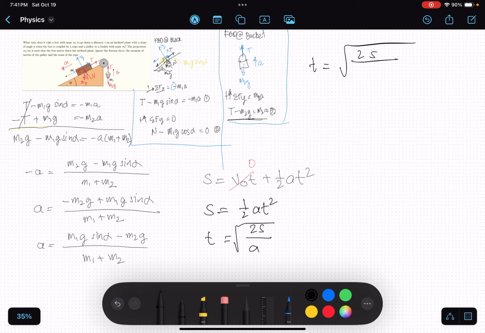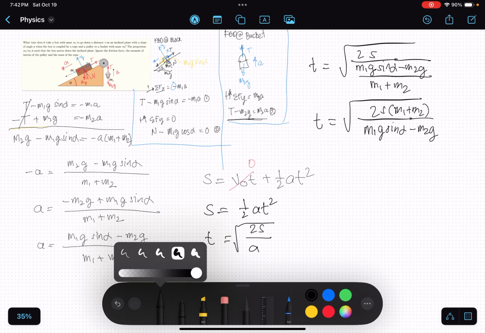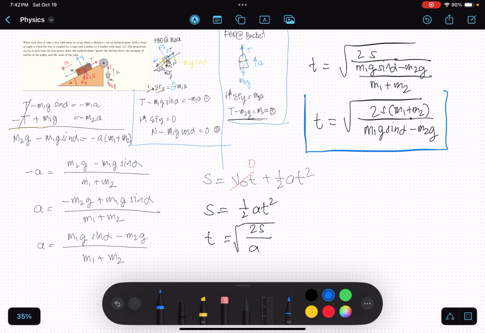over A. Ang A natin, class, is M1G sin alpha minus M2G over M1 plus M2. So, pag simplify natin, T equals the square root of 2S times M1 plus M2 over M1G sin alpha minus M2G. So, yun po yung final answer natin. Okay? Ito po yung final answer para makuha po yung time natin.